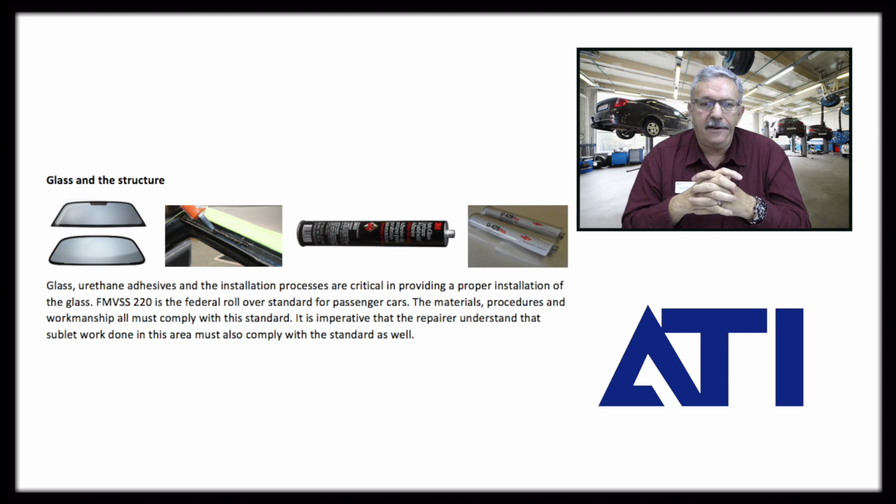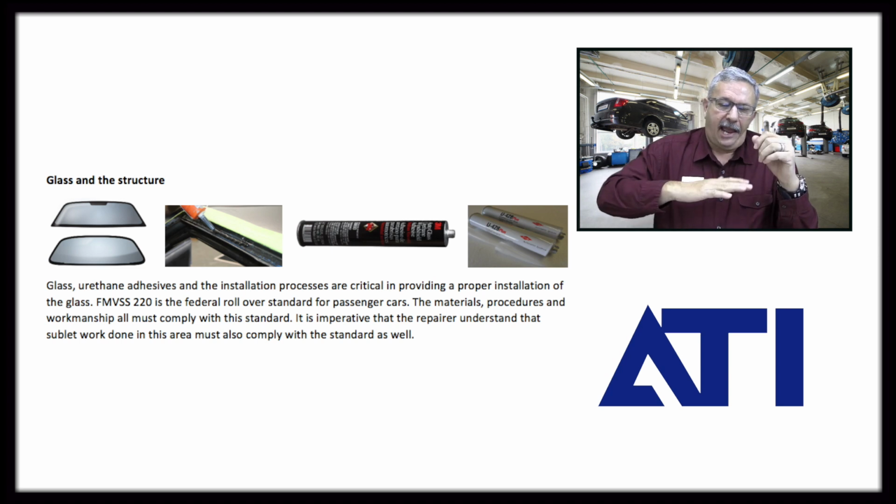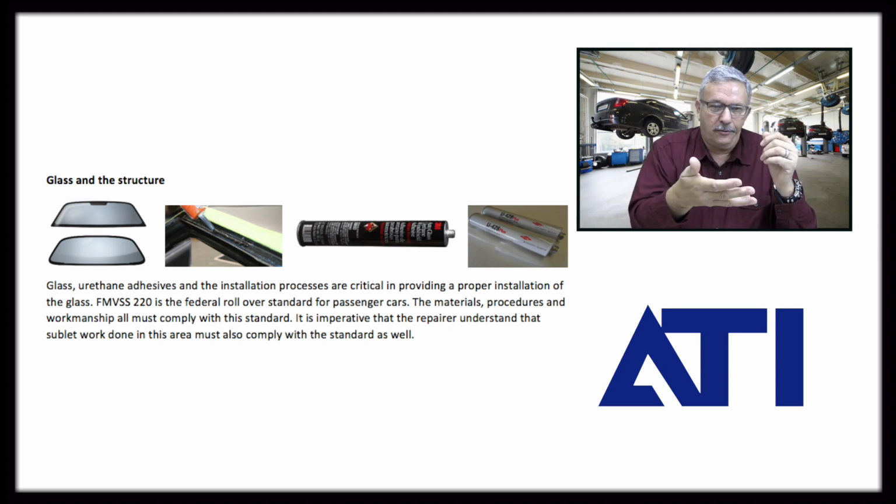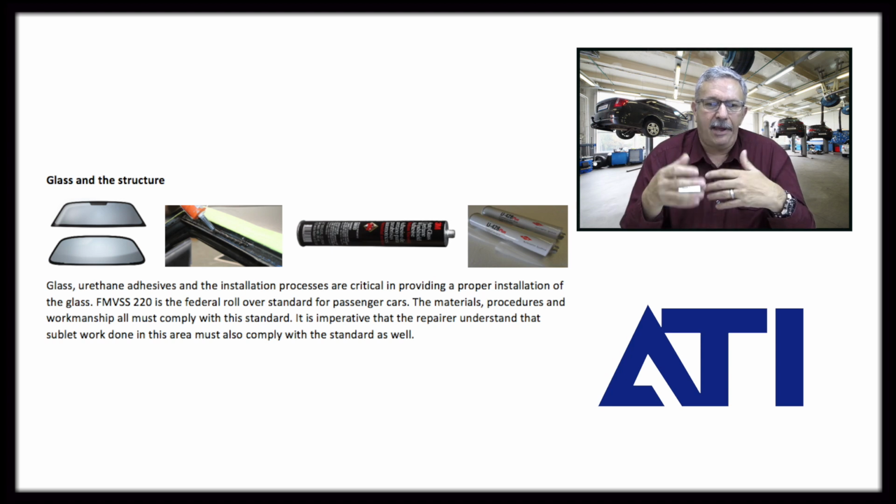So much so that the rollover characteristics of the vehicle under FMVSS 220 are affected. FMVSS 220 is the federal rollover standard for passenger cars. What that means is, as the vehicle rolls over onto the roof panel, it has to take X amount of crush, and the glass is an integral part of the crush characteristics of the roof. Crazy as it may sound, it's an integral part of that system.